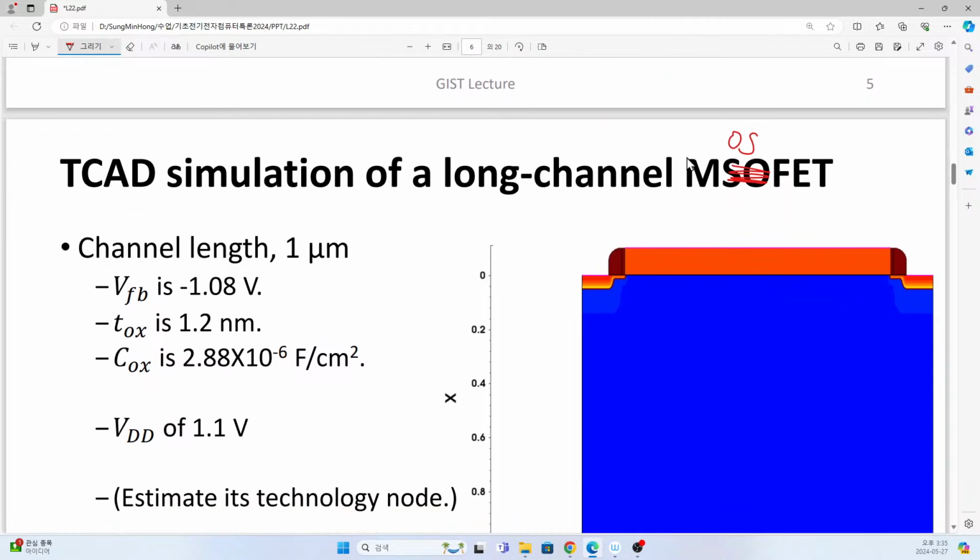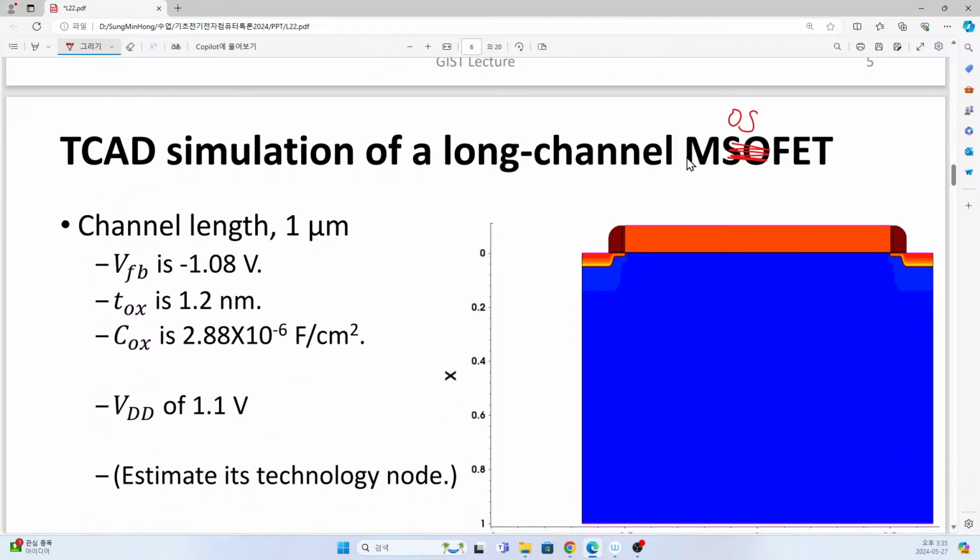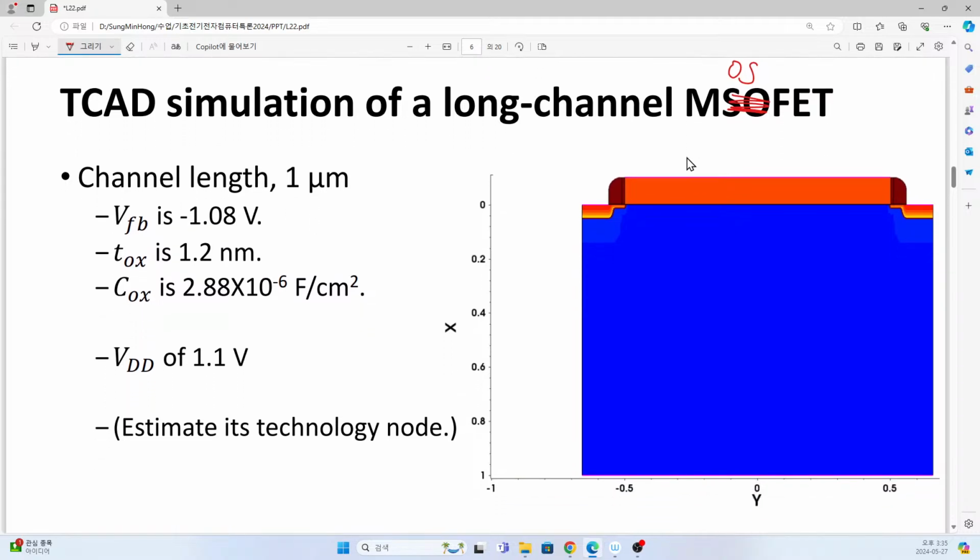However, before starting our analytic expression, let's have a look at our result taken from TCAD simulation. Here we have a device having a quite long length. Channel length is 1 micrometer. What is 1 micrometer? It means that starting from this source side and ending at this drain side, this length scale is given as 1 micrometer.